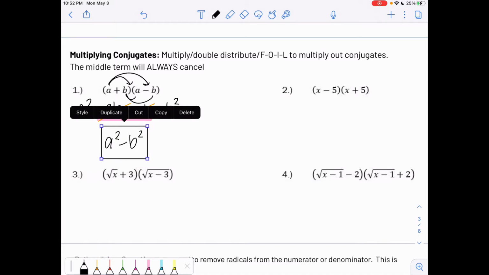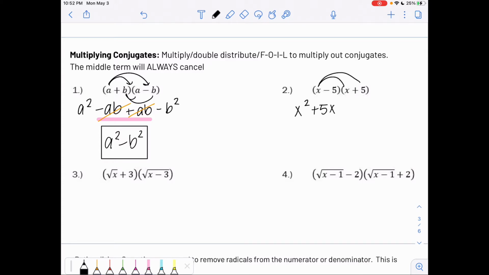Also the same thing for number 2, x minus 5 and x plus 5. If we double distribute, you're going to get x squared plus 5x minus 5x minus 25. Again, your middle terms cancel, so you just have x squared minus 25. Okay, these are familiar to you. These are algebra concepts. You already know them. But what happens when we introduce a square root again?